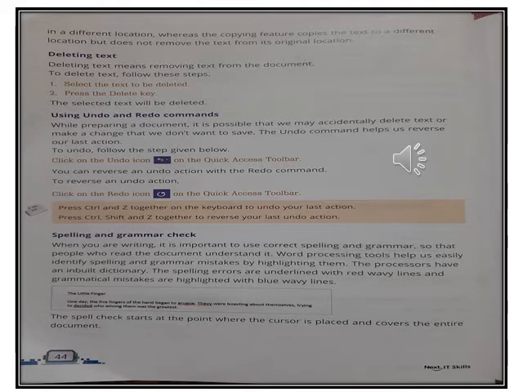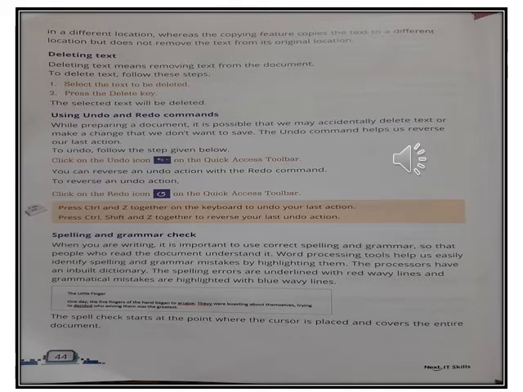Now, spelling and grammar check. When you are writing, it is important to use correct spelling and grammar so that people who read the document understand it. Word processing tools help us easily identify spelling and grammar mistakes by highlighting them. The processors have an inbuilt dictionary. The spelling errors are underlined with red wavy lines and grammatical mistakes are highlighted with blue wavy lines.